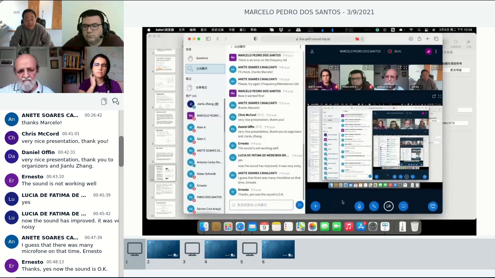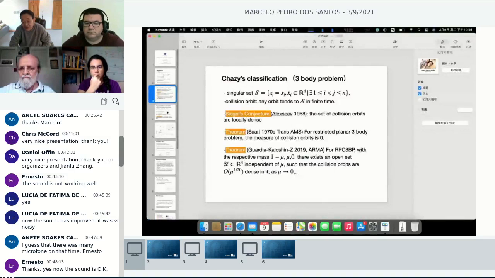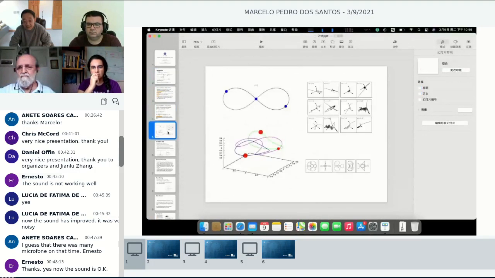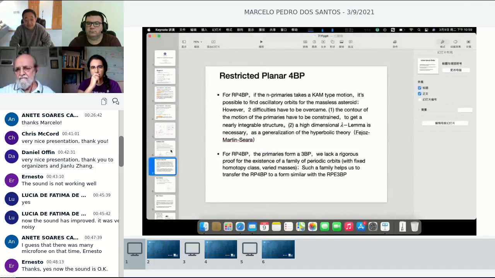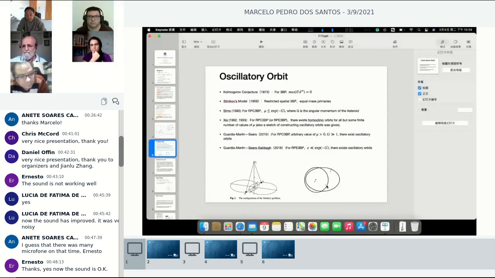Can I ask you about the density you proved? The collision orbit density, what does that mean? Okay, let me turn back to the problem. Basically, the configuration is more or less like this: the Sun, Jupiter, and the asteroid. The Sun and Jupiter make a circular motion, and we let the asteroid make an elliptic motion, which intersects with Jupiter's orbit. You can see there are 2 intersection points.